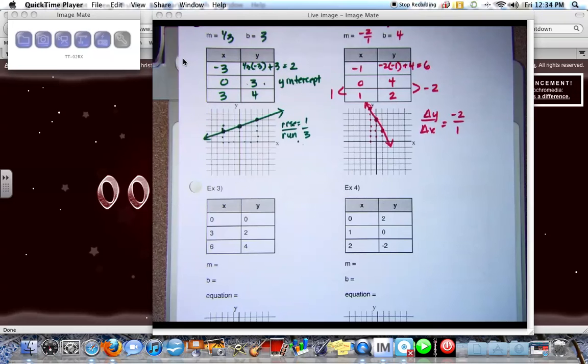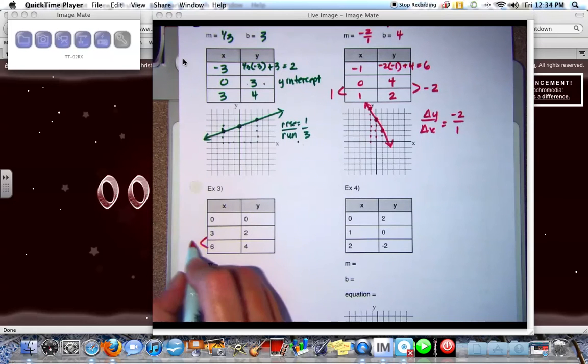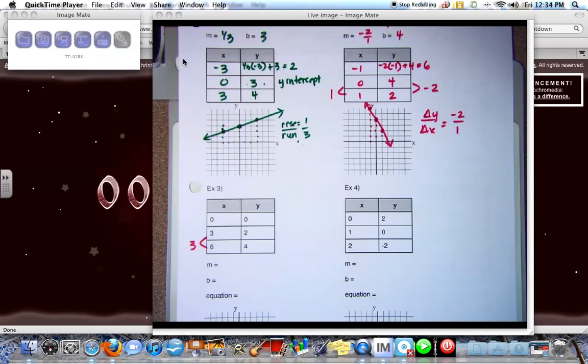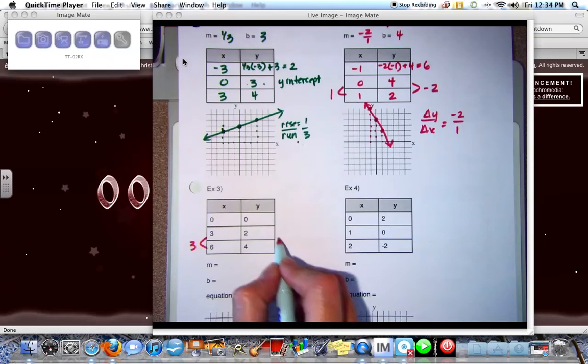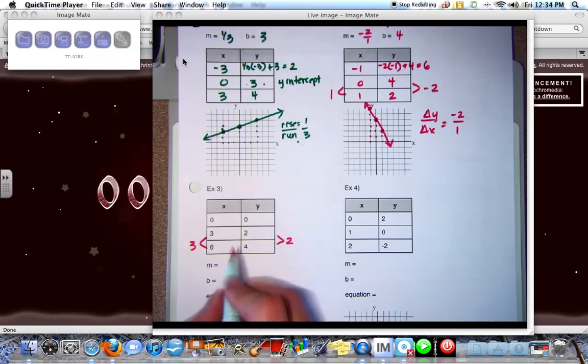So, look at the x column. Do you see a pattern? What do you notice happening? Increasing by 3. And the y column? Increasing by 2. So my change in y is what? 2. And my change in x is? 3.